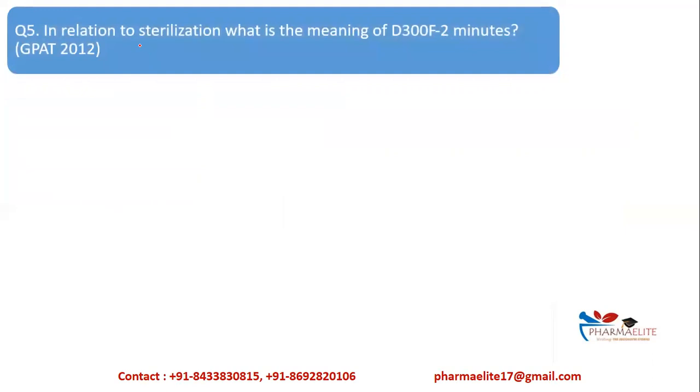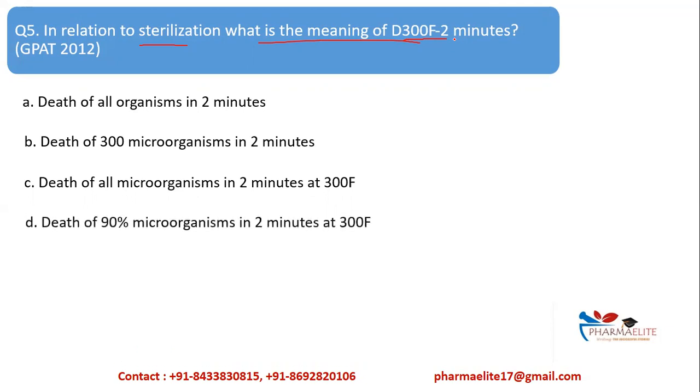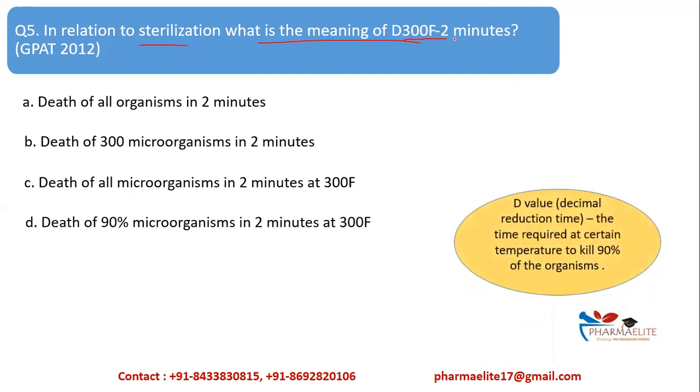Next question, in relation to sterilization, what is the meaning of D300F2 minutes? Death of all organisms in 2 minutes, death of 300 microorganisms in 2 minutes, death of all microorganisms in 2 minutes at 300 Fahrenheit, death of 90% microorganisms in 2 minutes at 300 Fahrenheit. So इसके लिए हमें थोड़े definitions पता होने चाहिए. What is basically D value or decimal reduction time? It is the time which is required at a certain temperature to kill 90% of the organisms. This is basically D value.